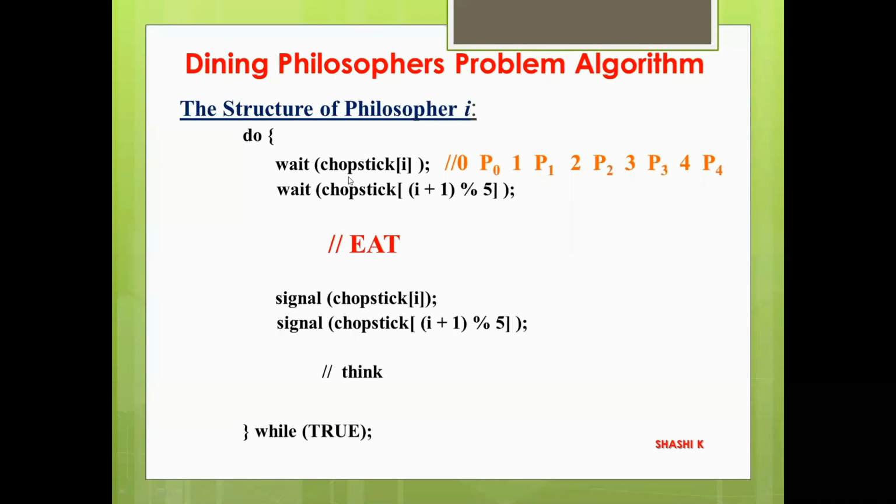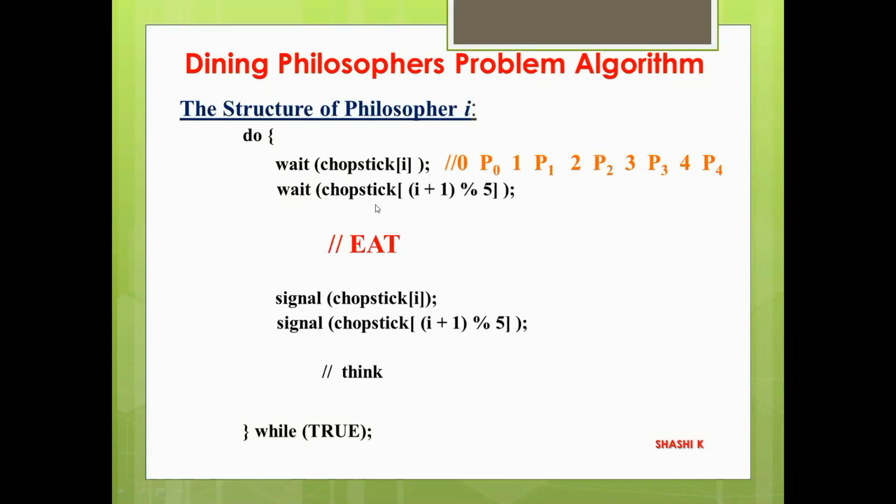It will check the value of the semaphore. If it is 0, it will keep looping continuously in the while loop. If it is not 0, if it is greater than 0, then it will come out of the while loop and decrement the value of the semaphore. So if the value of the chopstick is 1, that philosopher will make the value of that particular chopstick 0. Next, he will try to grab the right chopstick.